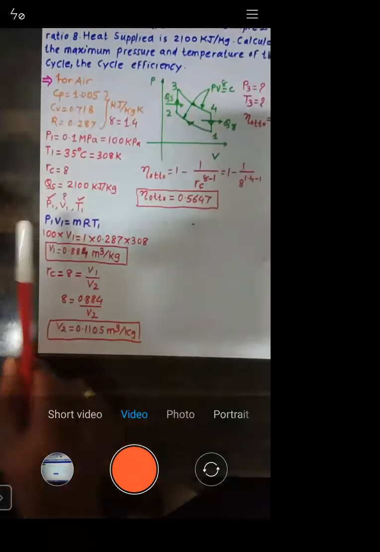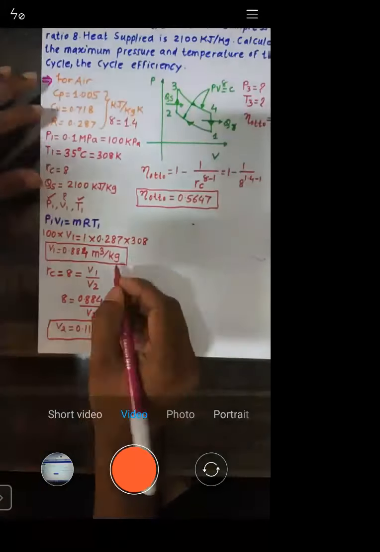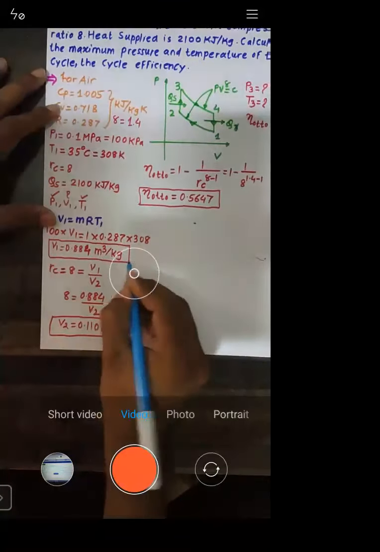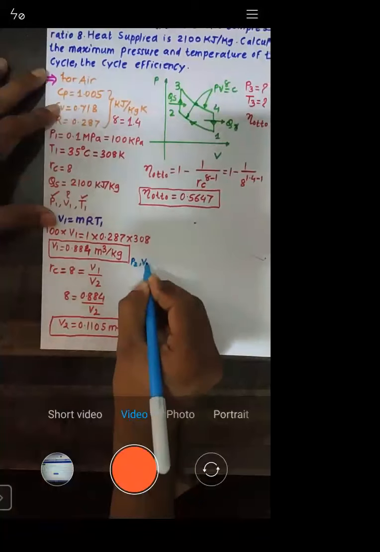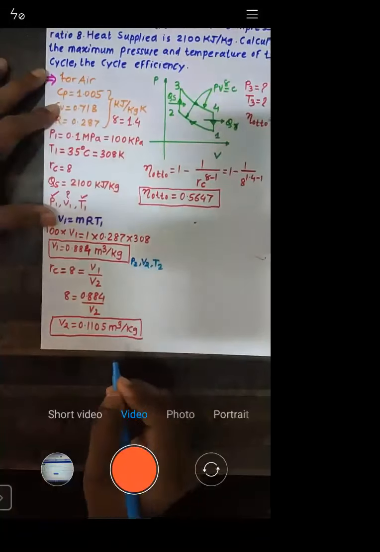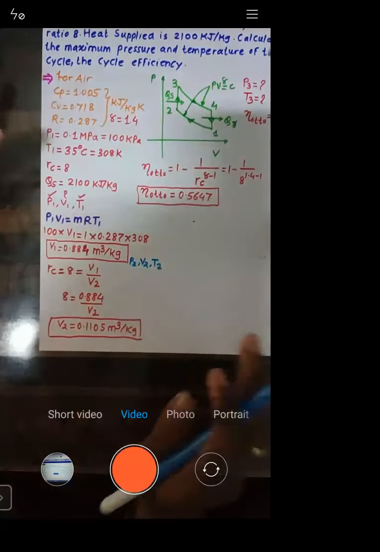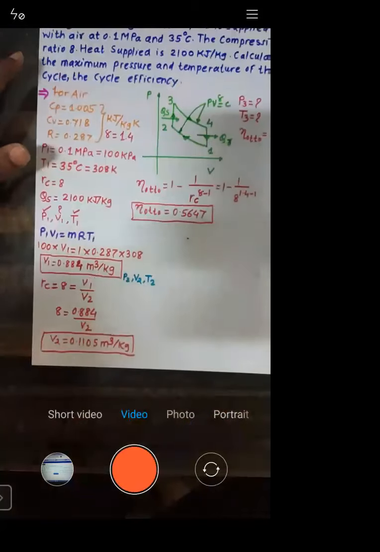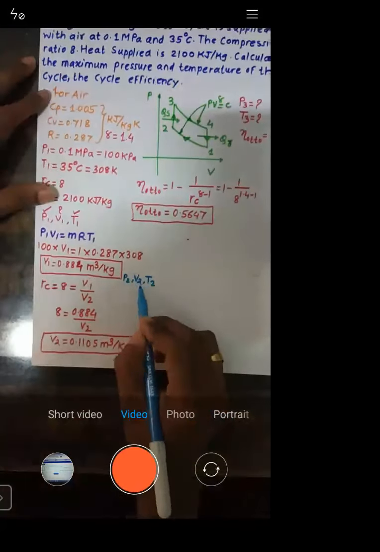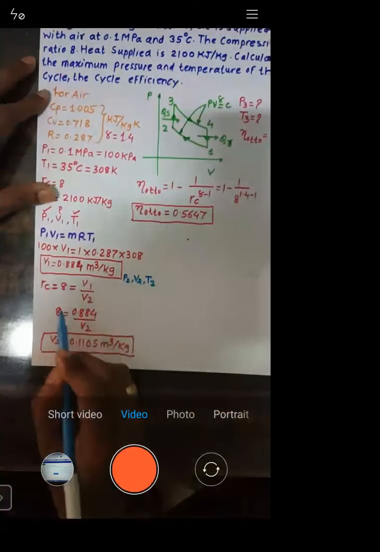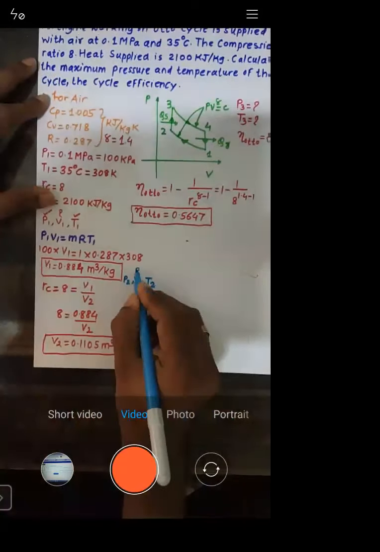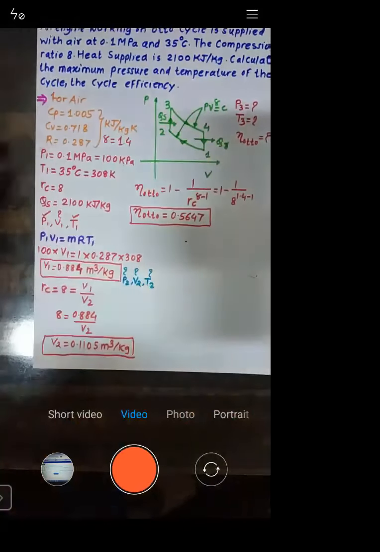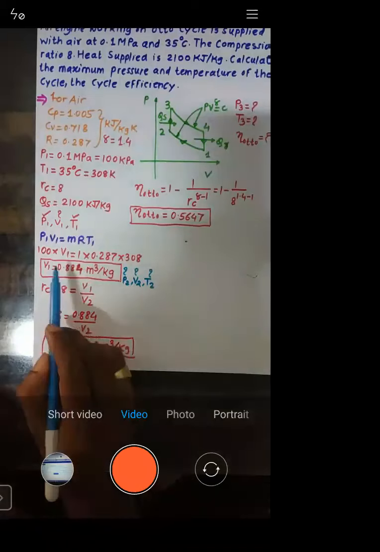Because ultimately, we want all the values at point number 2 to be known. See, P2, V2 and T2 should be known. How do we calculate V2? Initially V2 is not known, similarly T2 is not known, and P2 is not known. Nothing is known.